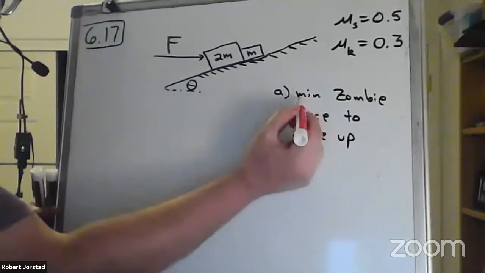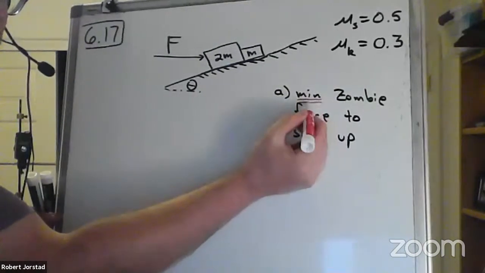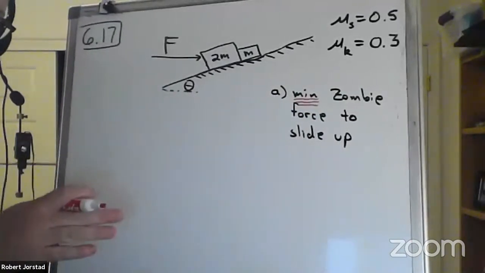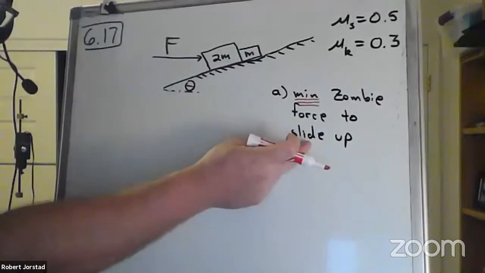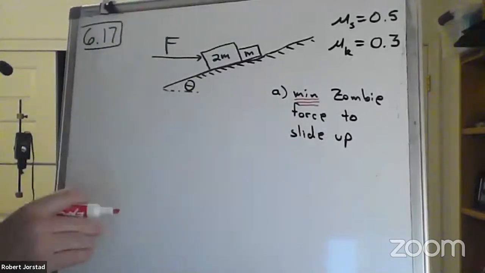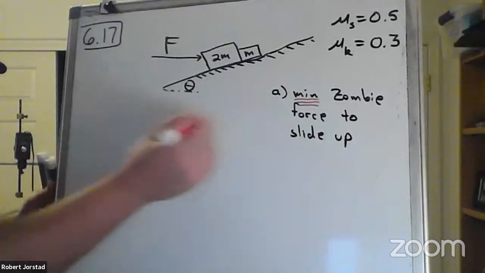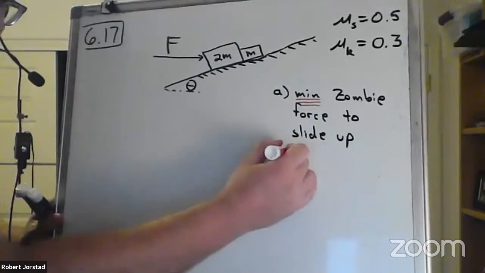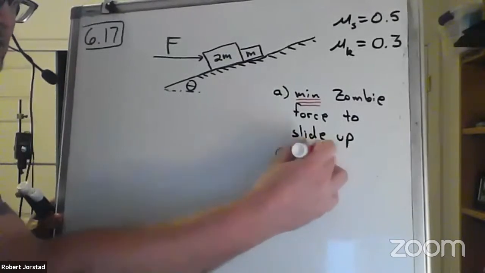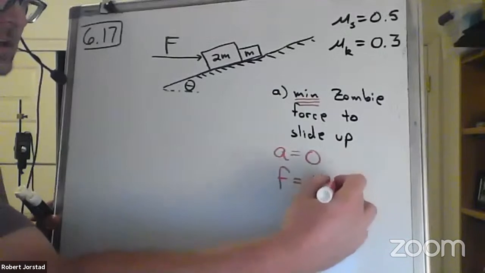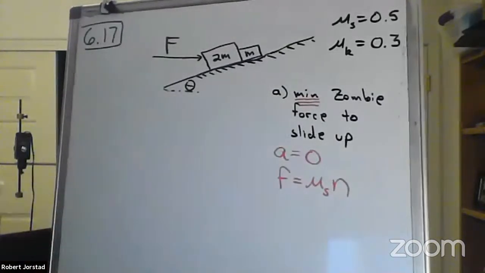So this is the key word. If we want the minimum force for it to slide up, there's a trick. If it was actually sliding up, you're absolutely right. We would use mu kinetic. However, the trick is when you see this wording, I want you to think two things. Set acceleration equal to 0 and set friction equal to mu static times the normal force.